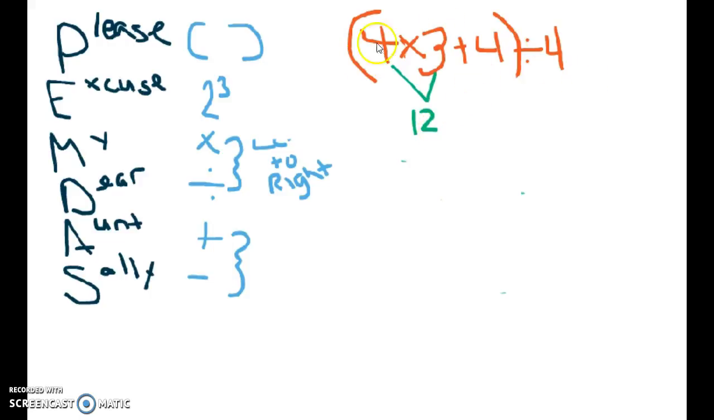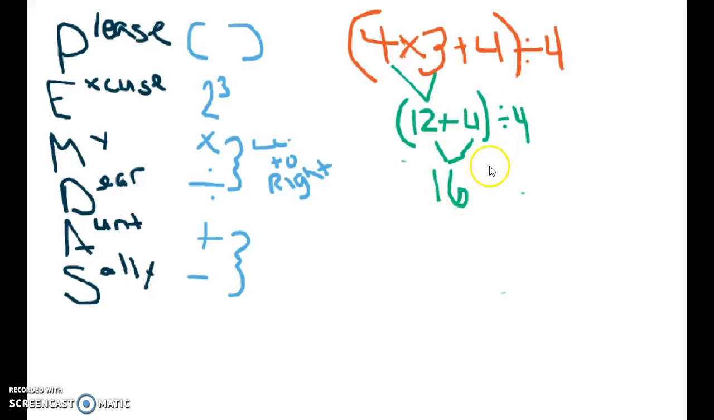I need to rewrite the rest of this equation, making sure that I bring down the parentheses as well when I do that. Otherwise, I'd go through and solve this first, which I don't. I need to have my parentheses back around here because they're still there. We didn't solve everything in those parentheses yet. So then we need to solve 12 plus 4. Well, 12 plus 4 is going to be 16.